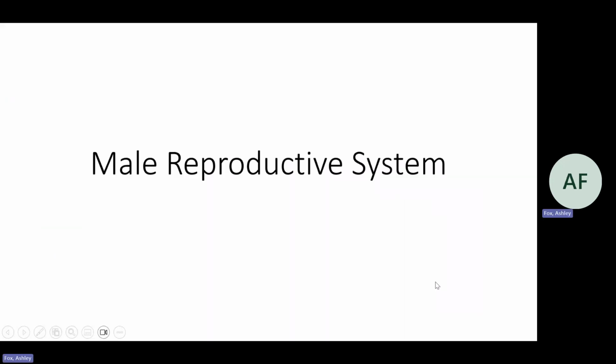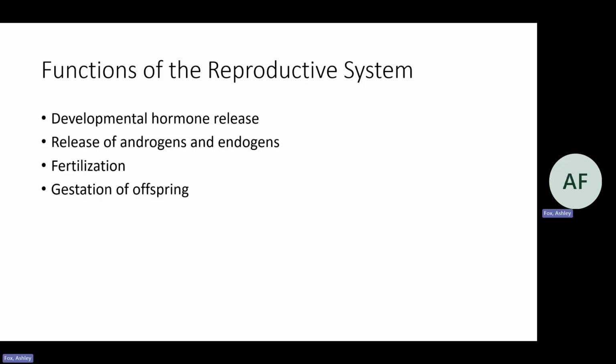In this video, we're going to talk about the male reproductive system, and first start with meiosis, and then we'll get to the female reproductive system later. This is looking at the functions of both reproductive systems. So developmental hormones, meaning development of offspring, are going to be released. That's going to help gestation of offspring. So this is actually in utero, so this is going to happen in the female.